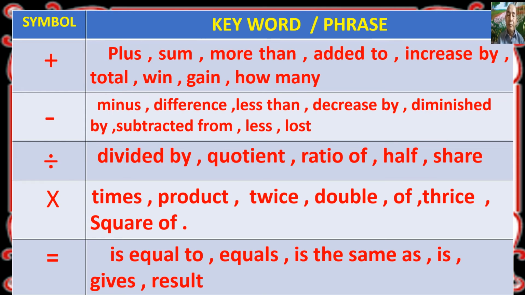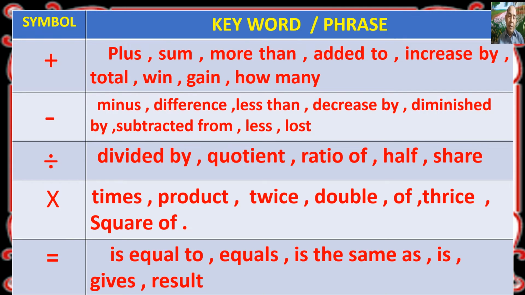Last one, we have the equal sign. So how do you know that the word that you have seen in a problem indicates equals? So you have seen the word "is equal" automatically. The word equal meaning you will have the equal sign. Equals, the same also. It is automatically an equal sign. "Is the same as." So if you see the words "the same as," it means an equal sign.